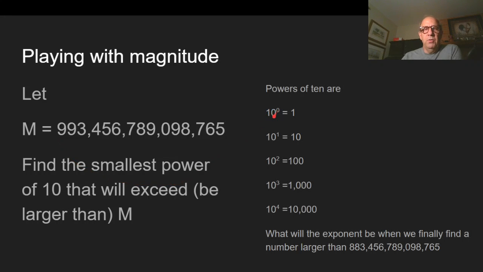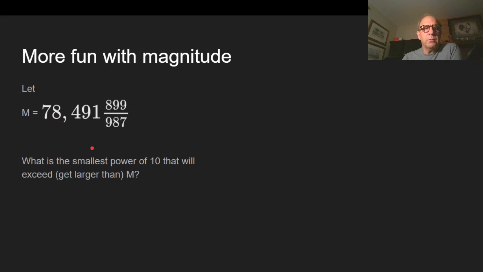So powers of 10: 10 to the power of 0 is 1. 10 to the power of 1 is 10, right? So to get bigger than the 5, I have to get 10 to the power of 1. To get bigger than the 6, I have to get 10 to the power of 2. To get bigger than the 700, I have to do 10 to the power of 3. To get bigger than the 8,000, I have to do 10 to the power of 4. So how many until I get larger than this number? You're going to have to answer that one on your own. Maybe I'll ask it as a question.